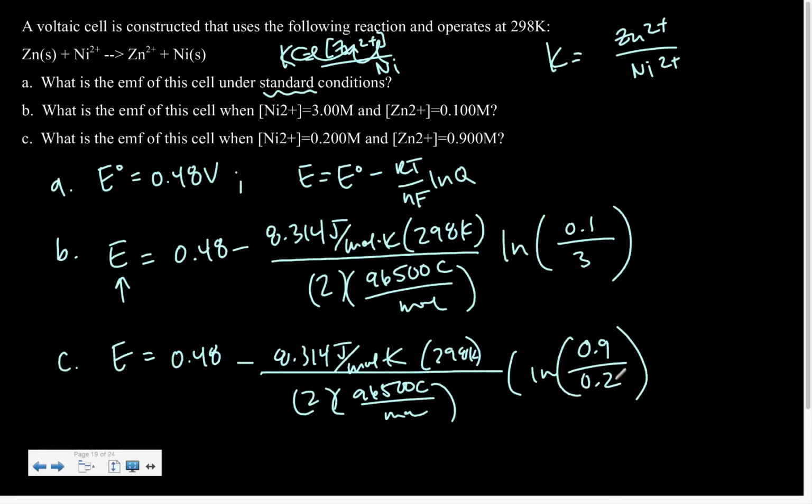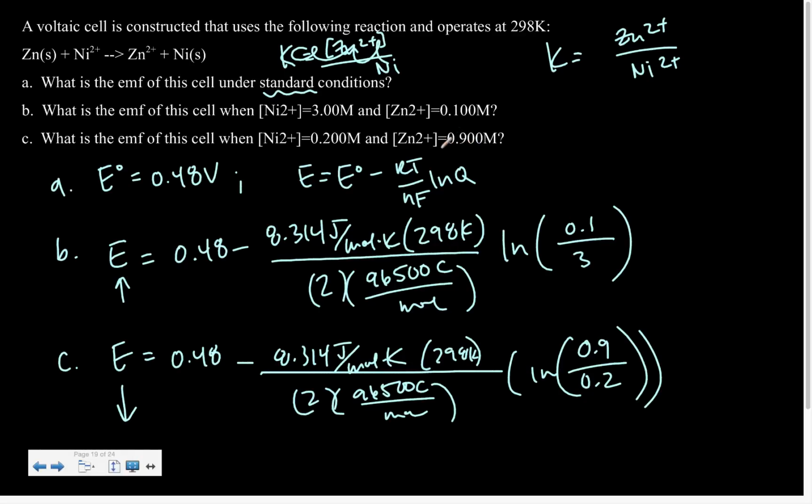Meaning that now, what kind of value is this? Right, it's the ln of a number greater than 1, which means that this number is going to be positive, which means that we are actually going to subtract from here, which means that E is going to go down. So when we skew these in the other direction, my cell voltage goes down.